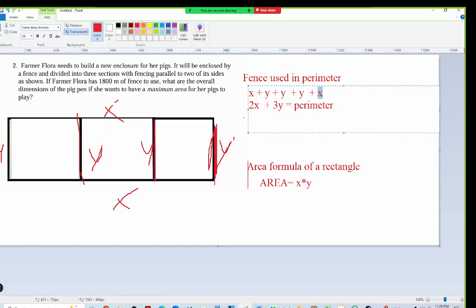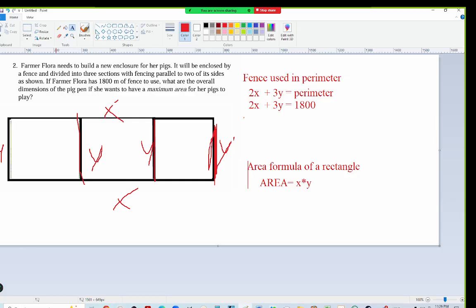Does the question tell me how much fence I have to use for the perimeter? It does. How much? 1,800. Right. So I'm going to replace the word perimeter with 1,800. Whenever you have two equations, we now have two equations. What's this question concerned about? What's the major final question? What do they ask at the end of it?